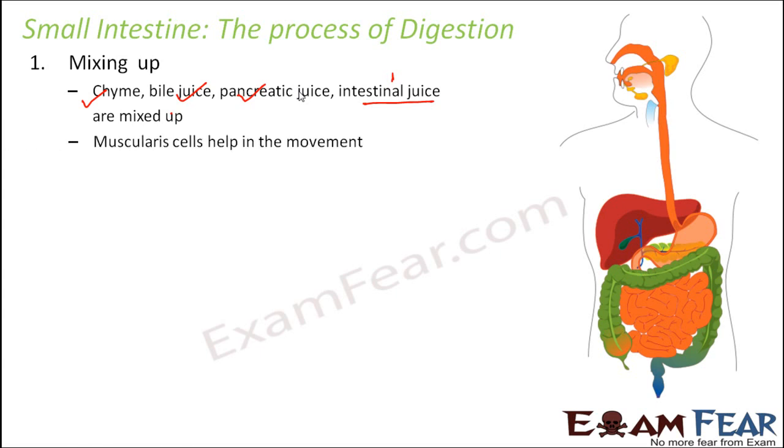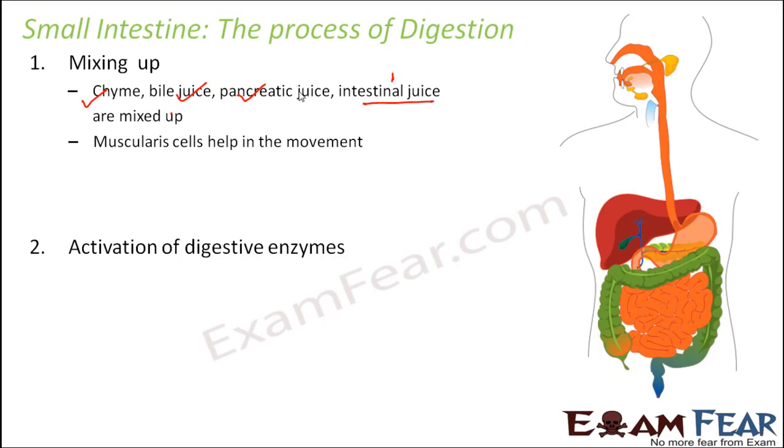Obviously the muscularis cells. So the cells which are present in the muscularis layer, by their contractory movements, they help in mixing up of all these four things: chyme, bile juice, pancreatic and intestinal juice. Now once everything gets mixed up properly, then the action of the enzymes starts. Now before the action of the enzyme starts, the enzymes need to be activated, because many of the enzymes are in inactive form. So for the enzymes to actually act on something, they should be in active form.